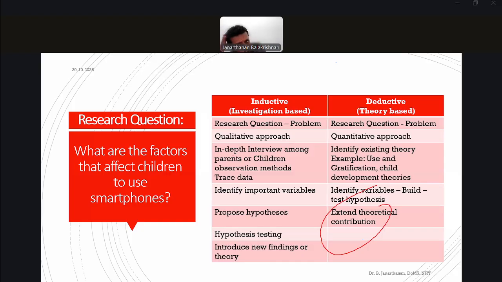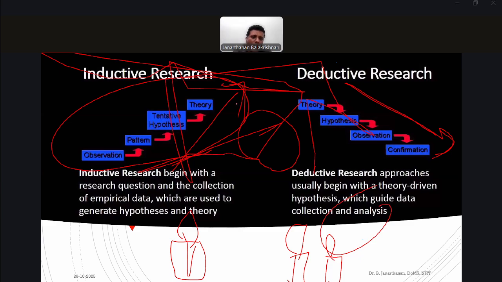So inductive, I told you, is a bottom-to-top approach. In other words, you start from observation and go to theory, and most of the time secondary data is very applicable. And deductive is from the theory to confirmation, where you have data and you keep confirming it in different contexts. So you are adding value to the theory.